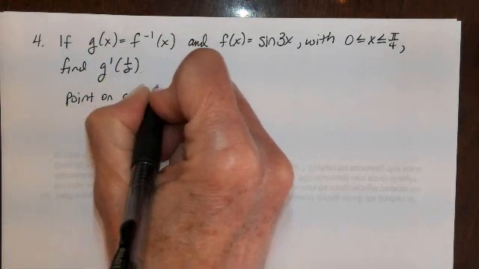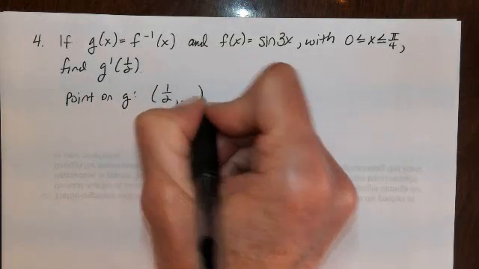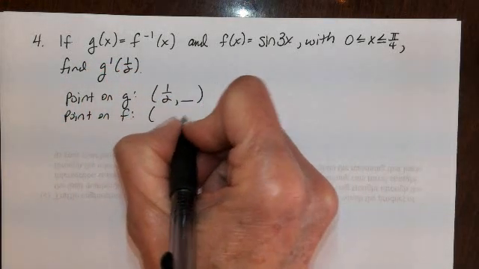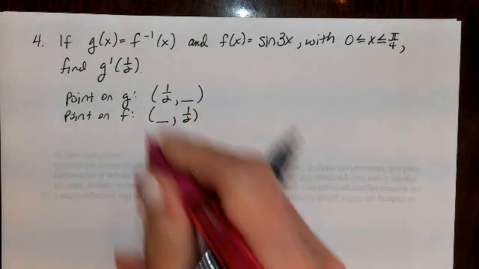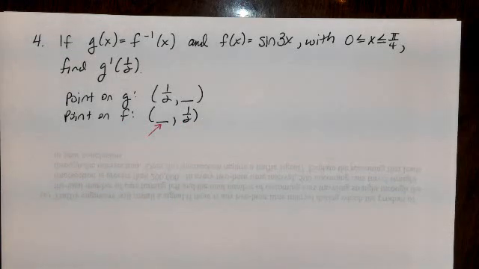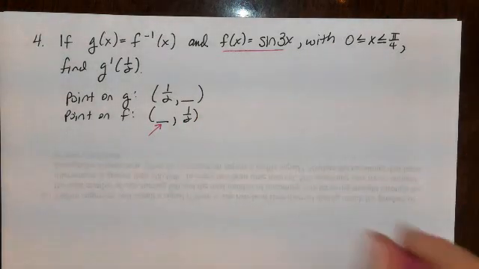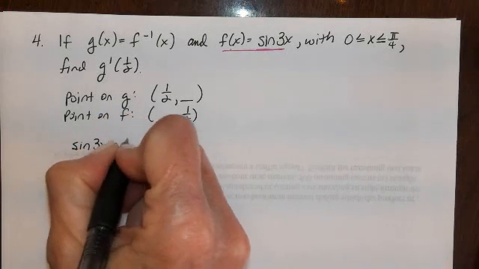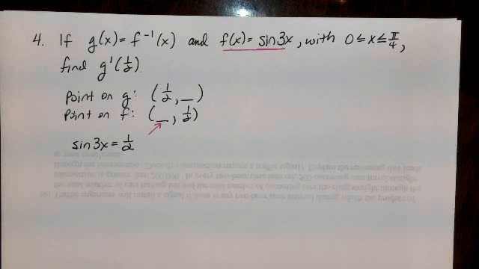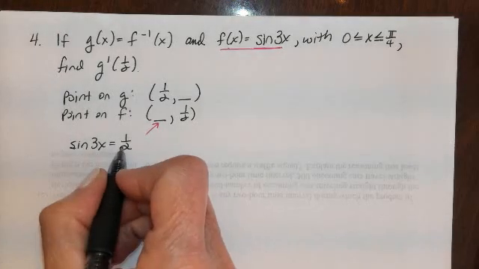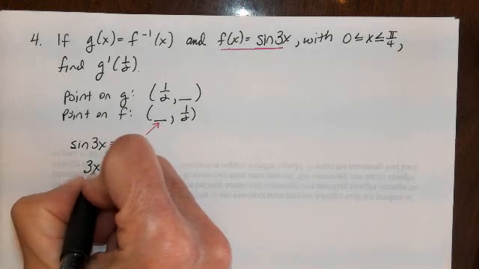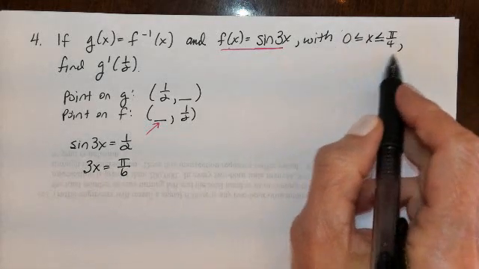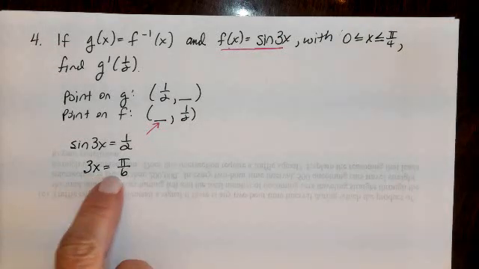Point on g. The x coordinate is 1/2. Don't know what y is. Point on f then. They're inverses, so the y coordinate has to be a half. I don't know what the x coordinate is, but that's what I want to find. I want to find that first. Since I have an equation for f, I can set sine 3x equal to a half and find out what x is there, right? So sine of 3x, set that equal to a half. We have to solve this little trig function without a calculator. Okay. Well, sine is a half at pi over 6, right? So 3x has to be pi over 6. There are other values, but I know with this restriction, I don't have to worry about those other values. I'm pretty sure that when I solve this for x, it'll be in here.